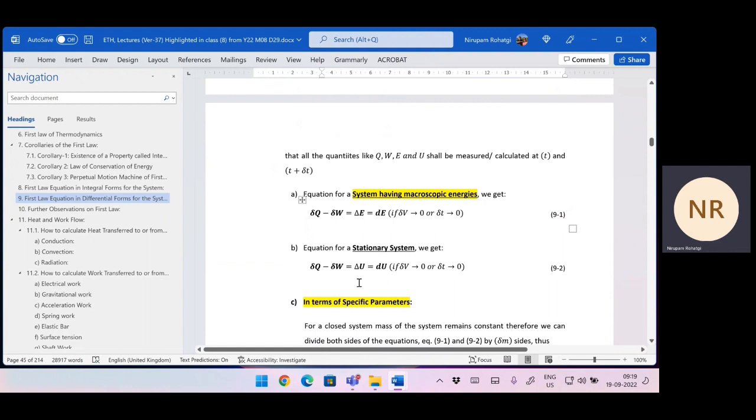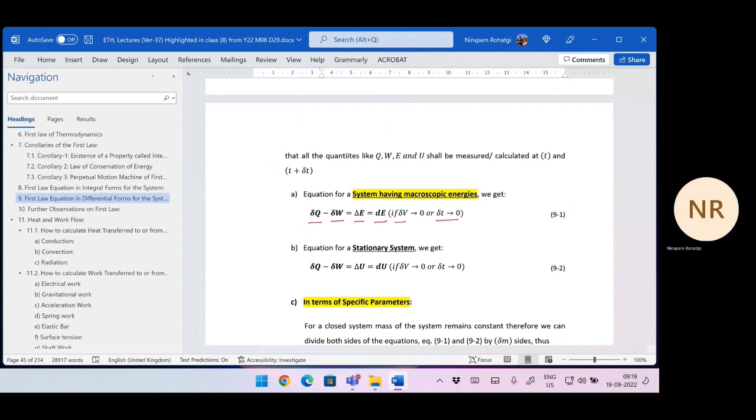So if you are taking a small system, you will get del Q minus del W is equal to delta E. And if your small volume or time is approaching 0, you can write it dE. It's only a way of writing it, because Q and W are not properties, so we do not write d before them. So dQ is wrong. We write del Q.